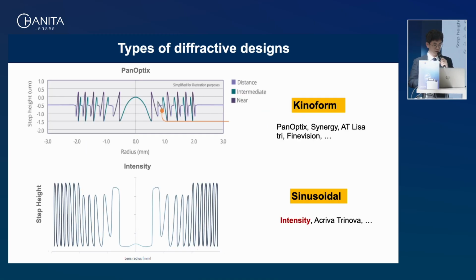Okay, so let's review the diffractive design one more time. On the left is an example of a conventional kinoform design, which is the PanOptix, and on the bottom it is Intensity. As you can see, the kinoform has much sharper edges, and the sinusoidal is much smoother and looks more like a sine wave. That's why we call it sinusoidal. And this is a kind of new classification when we talk about these diffractive designs.